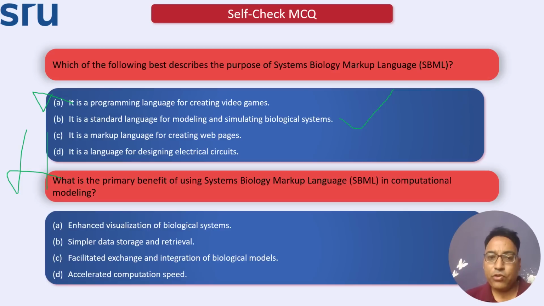What is the primary benefit of using Systems Biology Markup Language (SBML) in computational modeling? Is it enhanced visualization of biological systems? No, because for that all the network analysis tools are there. Simpler data storage and retrieval? Of course not. Facilitated exchange and integration of biological models? Okay, option C is the right answer. Accelerated computation speed? That is also not the primary goal. Primary benefit of it is option C here.